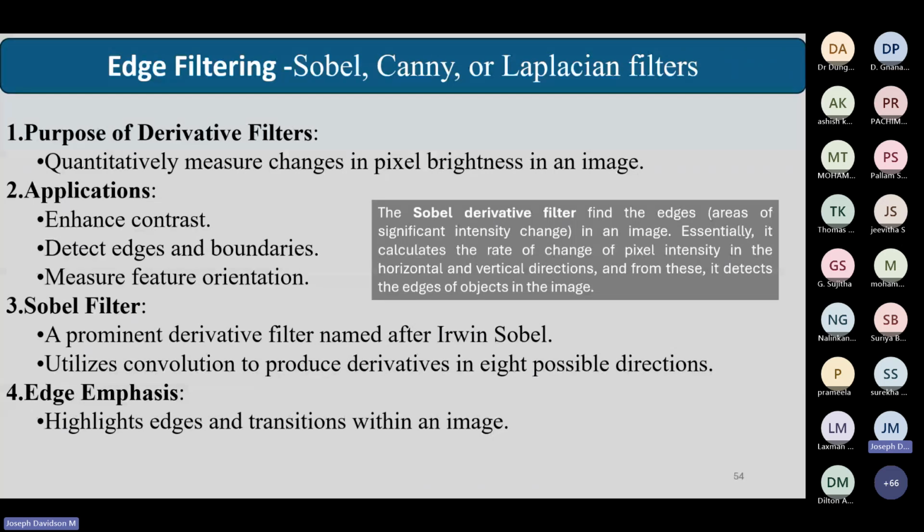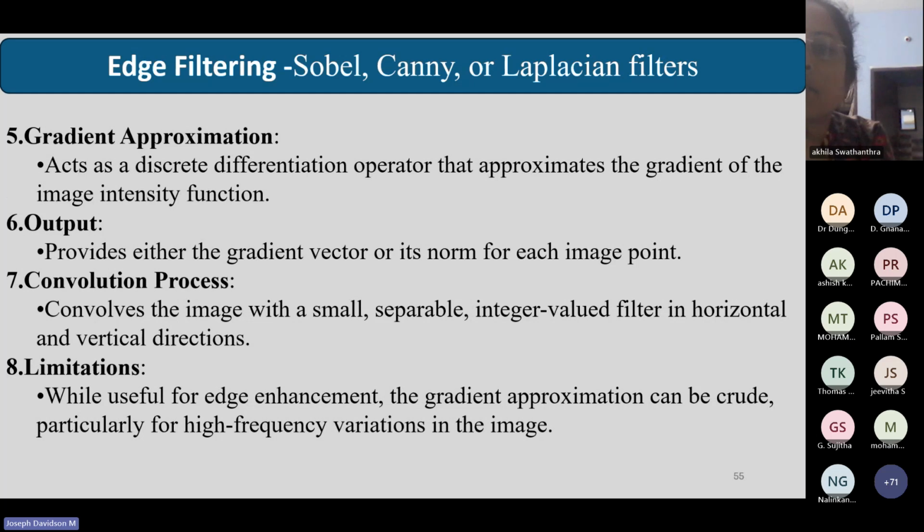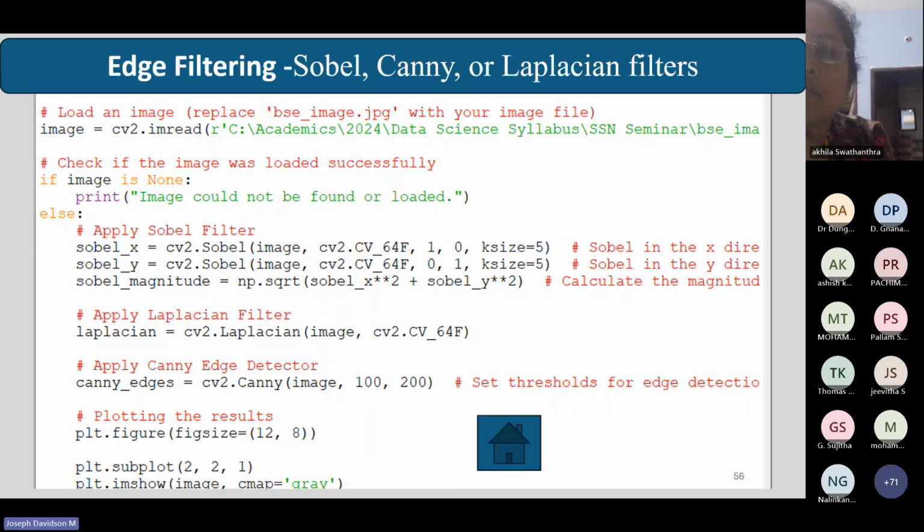So edge filters are all derivative filters. They find the change of intensity from one pixel to another. Whenever there is a grain boundary, there will be significant intensity variations. When that happens, it says that that is an edge. That is how this Sobel, Canny, Laplacian filter is used.